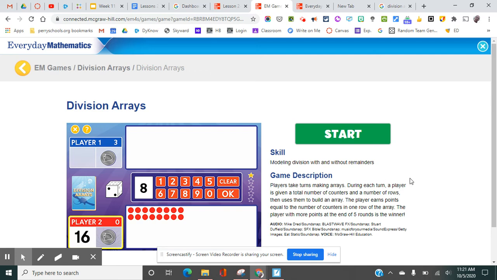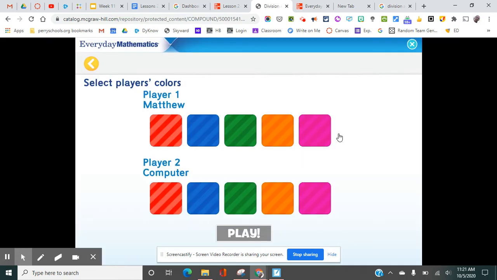Players take turns making arrays. During each turn, a player is given a total number of counters and the number of rows, then uses them to build an array. The player earns points equal to the number of counters in one row of the array. The player with more points at the end of 5 rounds is the winner. So I'm going to click start, and we're going to go through a couple rounds of this game. Ooh, we're going to be red, and the computer will be blue.